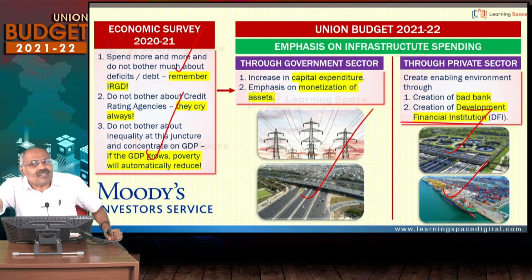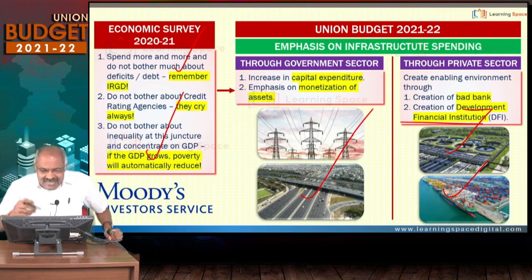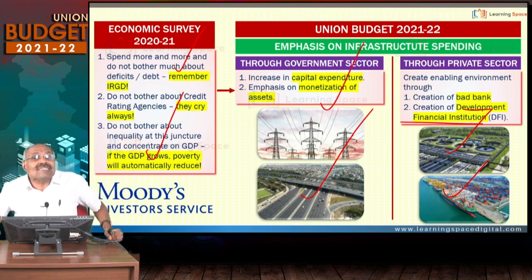So friends, two important aspects for more infrastructure financing. The first aspect is that the government should increase the spending. The government is planning to increase capital expenditure. In fact, the capital expenditure in 2021-22 is around 35% higher than that proposed in the 2021 budget. Second is monetization of assets. What is this monetization of assets?